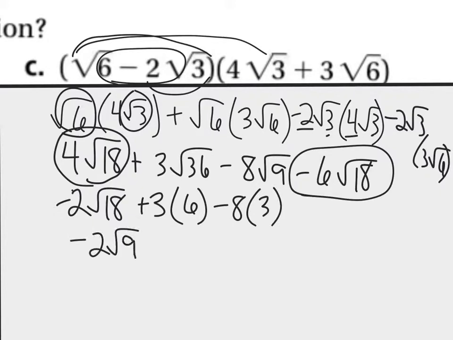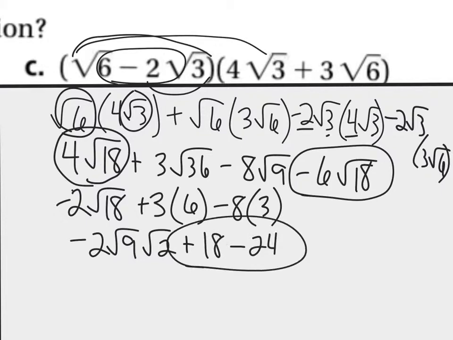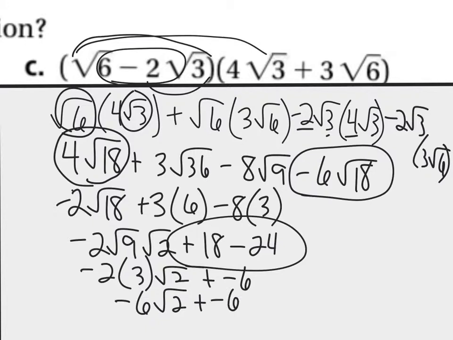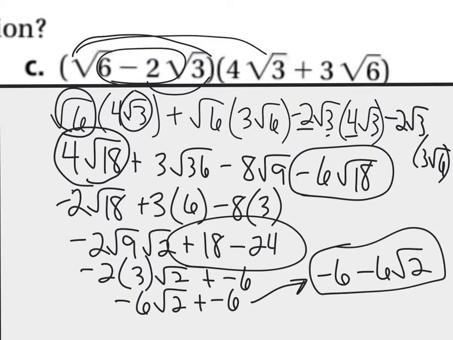And then I'm going to kind of multitask here. Square root of 18, we can break that down as square root of 9 times square root of 2. And then square root of 9 is 3. 18 minus 24 is negative 6. So we've got this, which a lot of times when we do these, they're going to put the number first that doesn't have the radical in it, but either way is fine. These are equivalent answers here for part C.